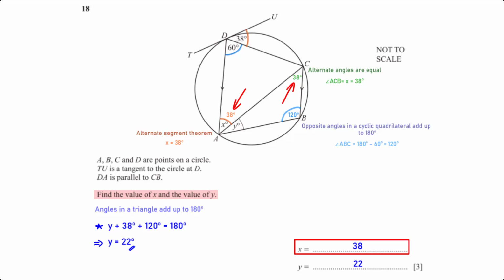These two are alternate angles and alternate angles are equal. So angle ACB is also 38 degrees. The sum of the angles in triangle ABC must add up to 180 degrees. So we have y plus 38 plus 120 equals 180. When we make y the subject, we get y equals 22.